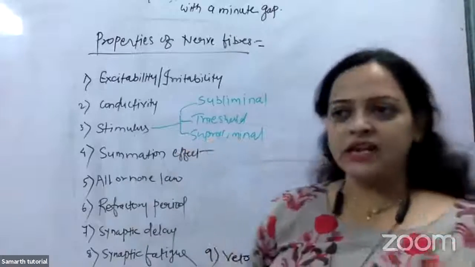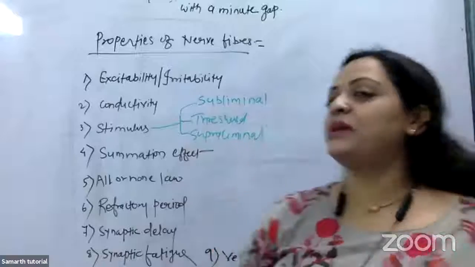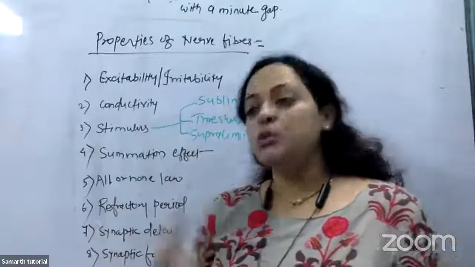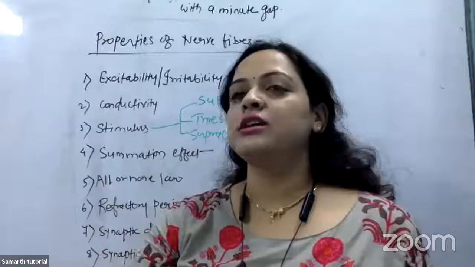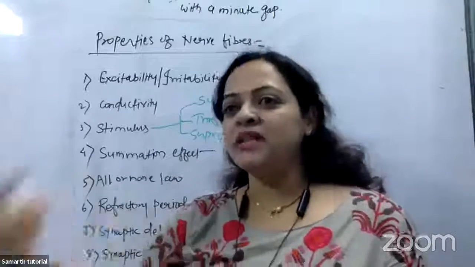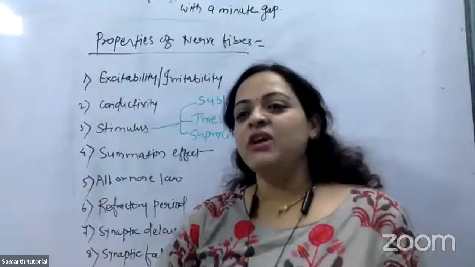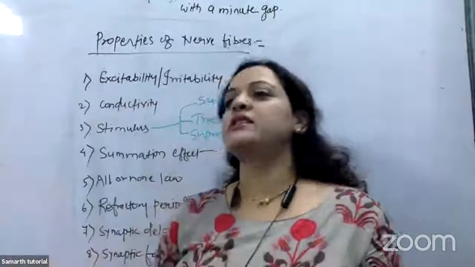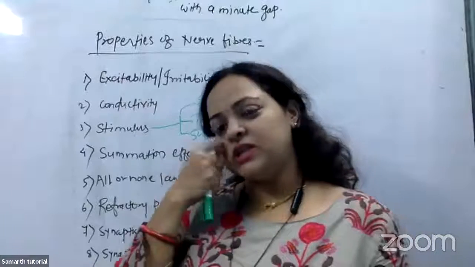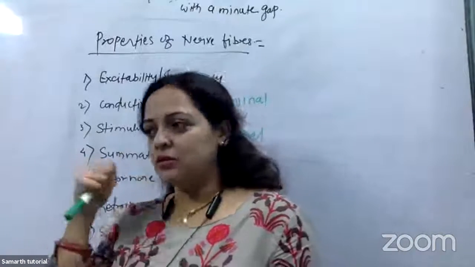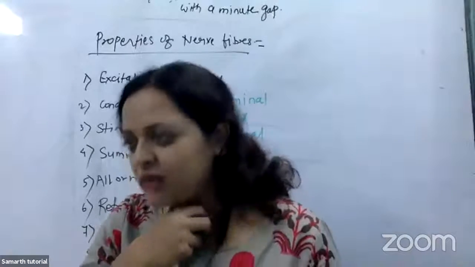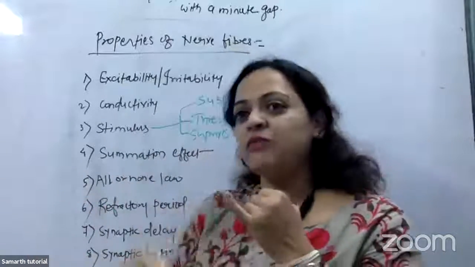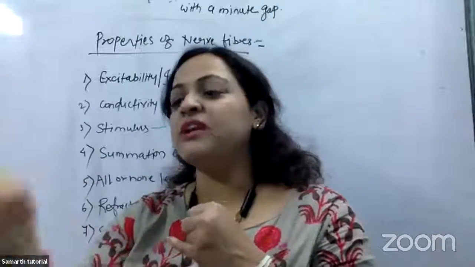Now, what will be the summation effect? Suppose one subliminal stimulus goes unnoticed. But if the subliminal stimulus is given continuously, one by the other, one by the other, one by the other, at that time the subliminal stimuli are summed up and the threshold response is produced. This is a very much peculiarity of the nerve cells. One single subliminal stimulus can go unnoticed, but the same is given again and again and again. At that time the response is generated.